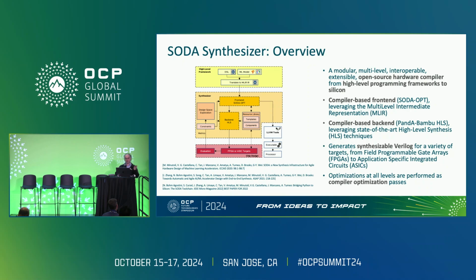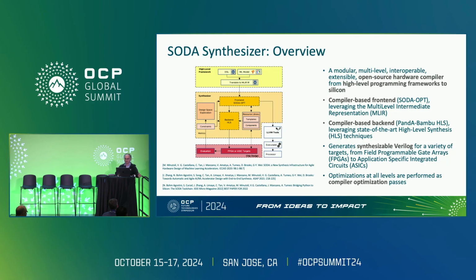But with SodaOpt, you can do the hardware-software partitioning, identify what are the parts of the network that you want to accelerate, at different granularity, and then pass that information to a compiler-based backend. It's a high-level synthesis tool, so it does the conversion from intermediate representation to Verilog to the hardware implementation, right? We call this Panda Bambu, a high-level synthesis tool that started when I was a student at Politecnico di Milano, and we kept evolving. So it has about 20 years today, but it's very solid.